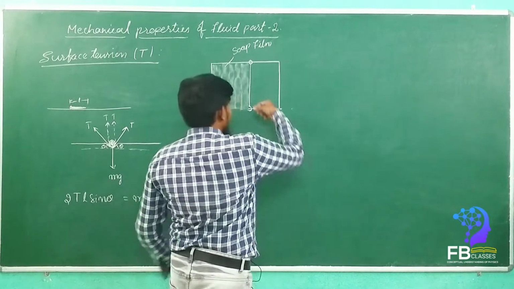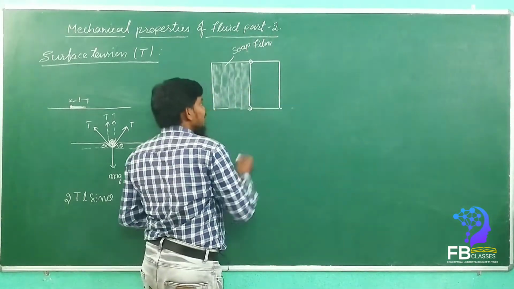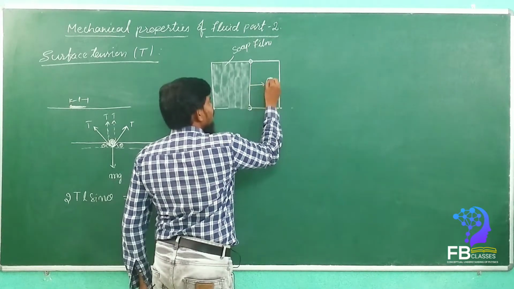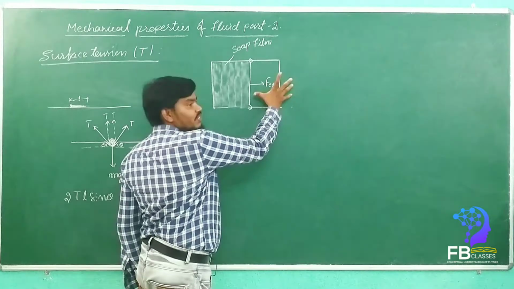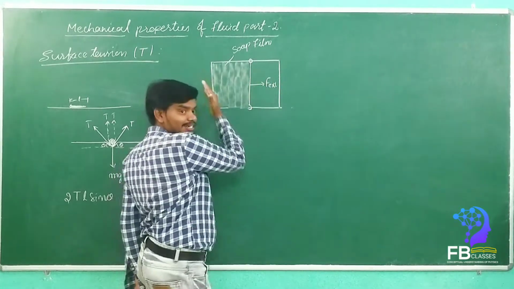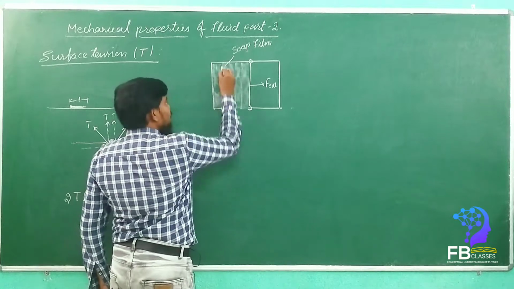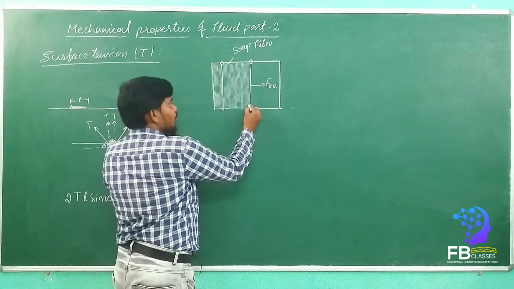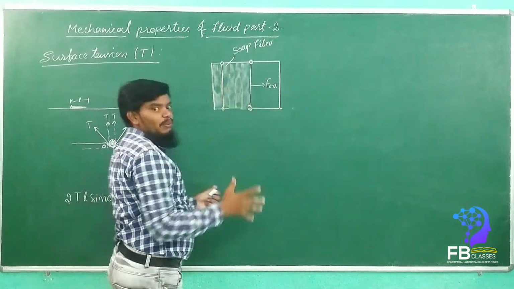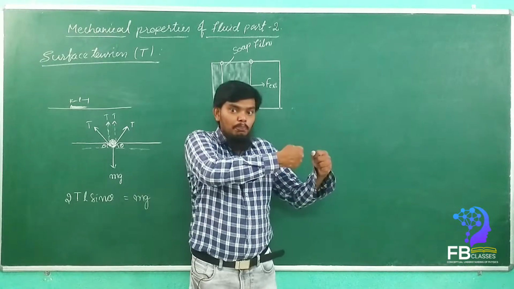In the experiment, if you stretch it by applying an external force, F external, and then you leave it, what will happen? It will go back to the initial stage. You saw in the experiment, right? Again it will come to the initial point. That means the surface of the soap film has the energy to pull it back.